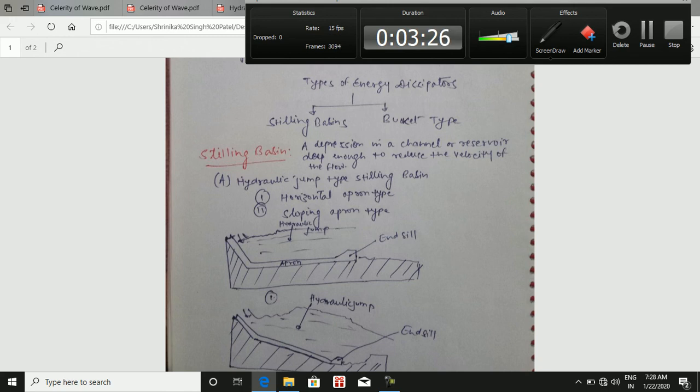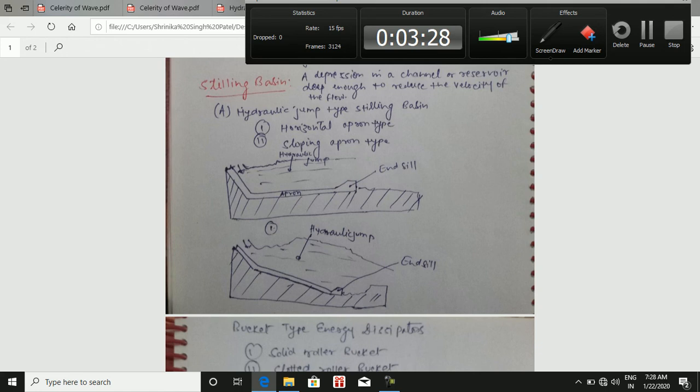The other type is the sloping apron type. This is the figure of the sloping apron type, in which the bed is at some angle. We can see in this also the depth of flow varies, so there are chances of a hydraulic jump occurring here.